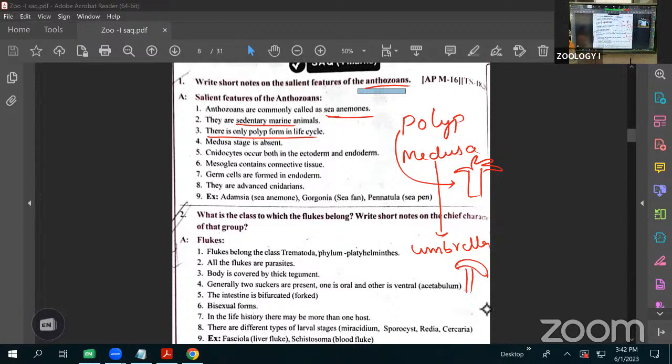All the cnidarian animals, including anthozoans, belong to Coelenterata. Another name for Coelenterata is Cnidaria. Under Cnidaria, Anthozoa is one class.